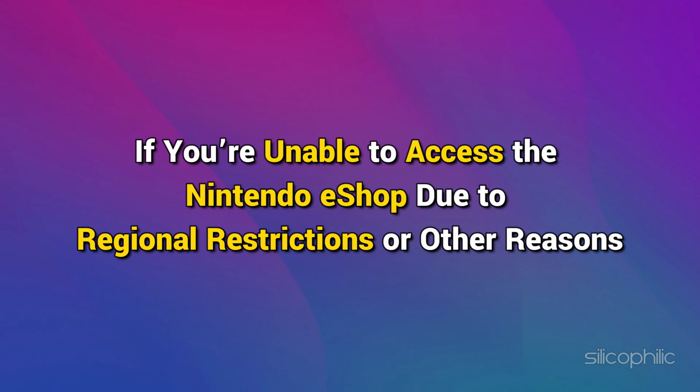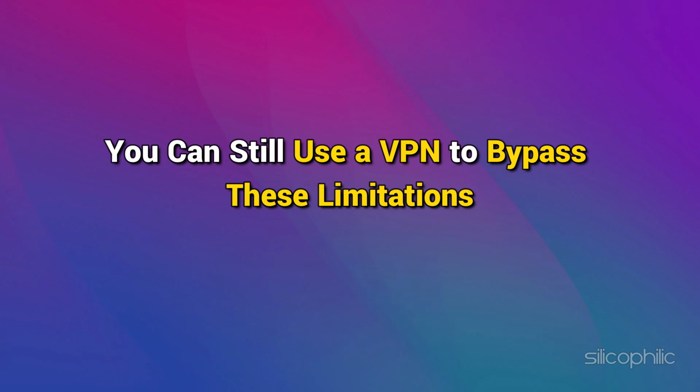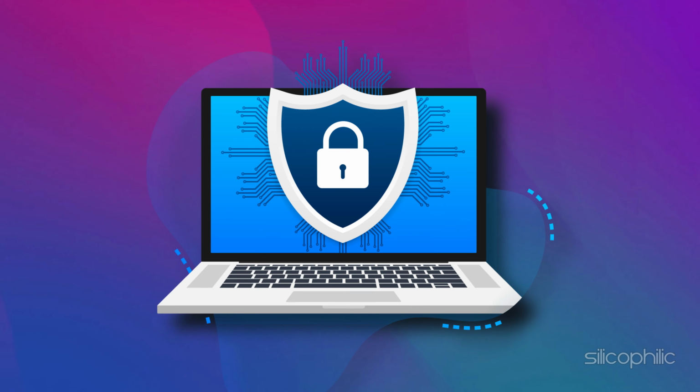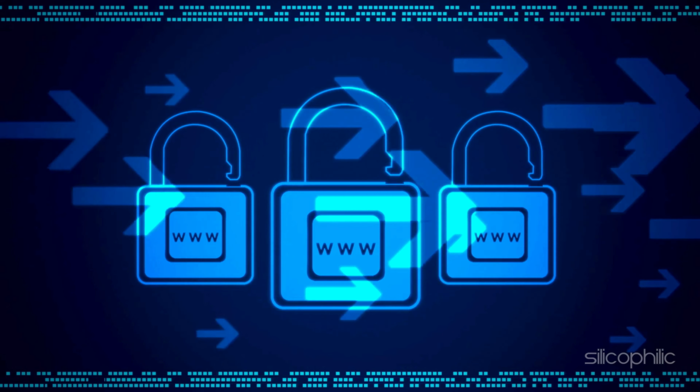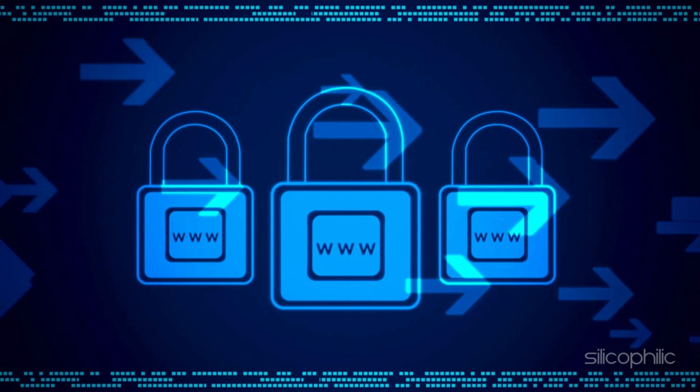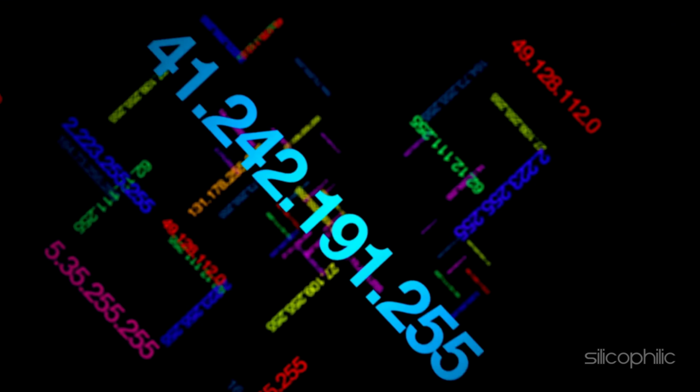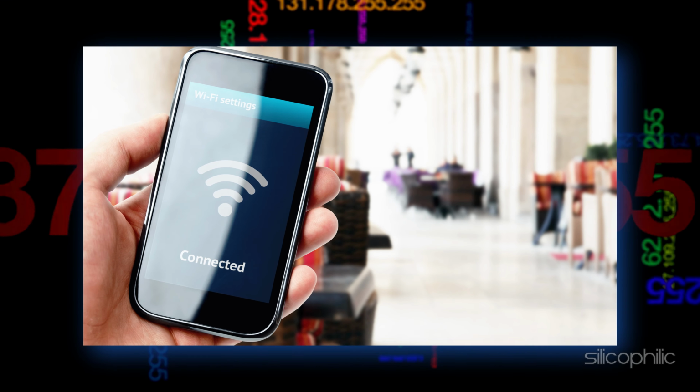Method 11. Use a VPN service. If you are unable to access the Nintendo eShop due to regional restrictions or other reasons, you can still use a VPN to bypass these limitations. A VPN, or Virtual Private Network, is a service that protects your internet connection and privacy online. It does this by creating an encrypted tunnel for your data, protects your online identity by hiding your IP address, and allows you to use public Wi-Fi hotspots safely.